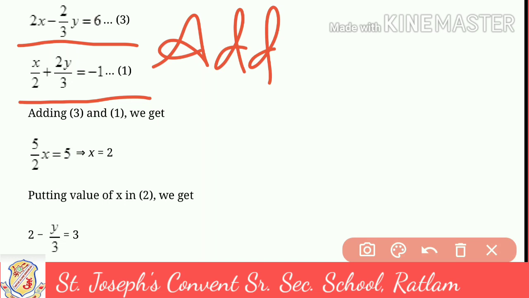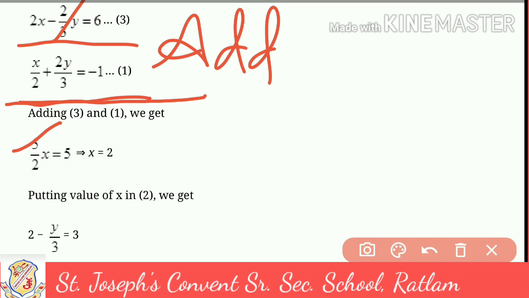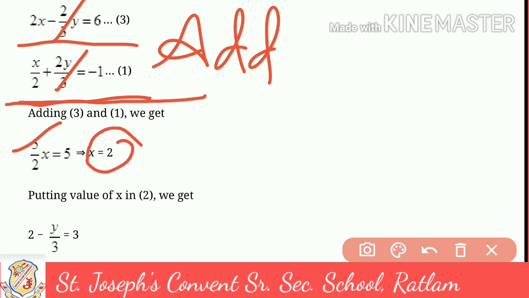So what we are going to do next is add equation 1 and 3. There is no need to make any changes. Adding equation 1 and 3, what is 2x plus x upon 2? It is 5 upon 2 x. And what is 2y minus 2 by 3y and plus 2 by 3y? It will cancel out. And what is 6 minus 1? It is 5. So what we have got is 5 upon 2 x is equal to 5, or simply 5 will go to the denominator, 2 will go to the numerator.